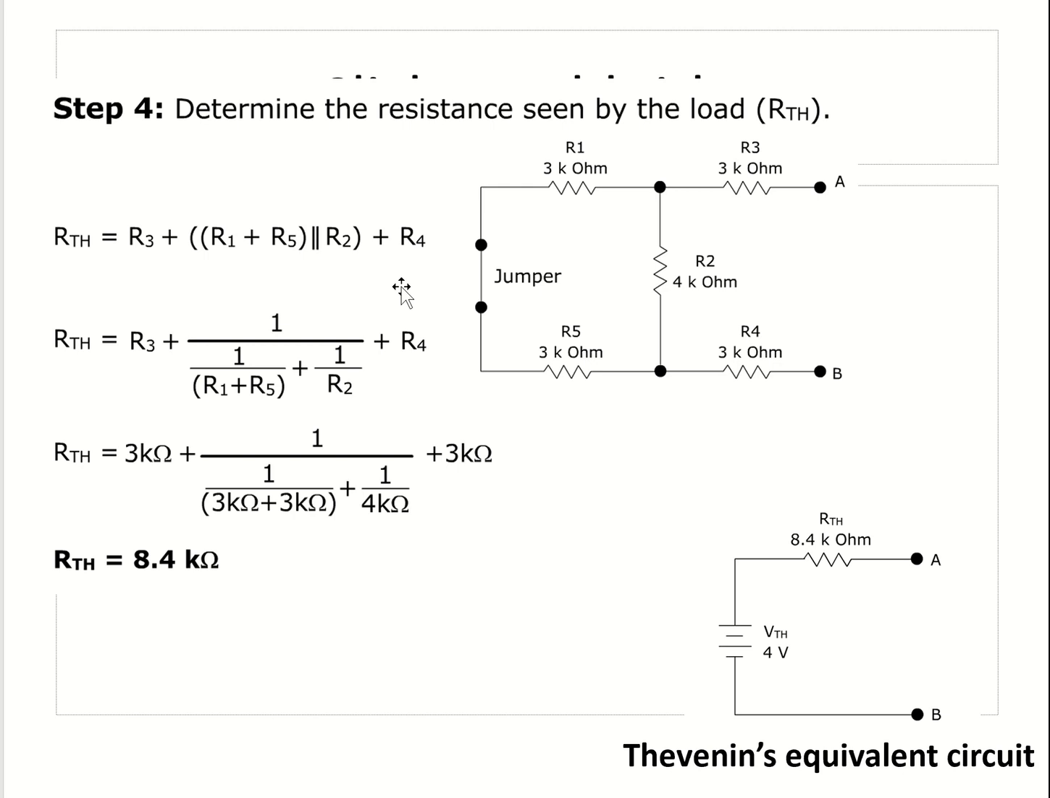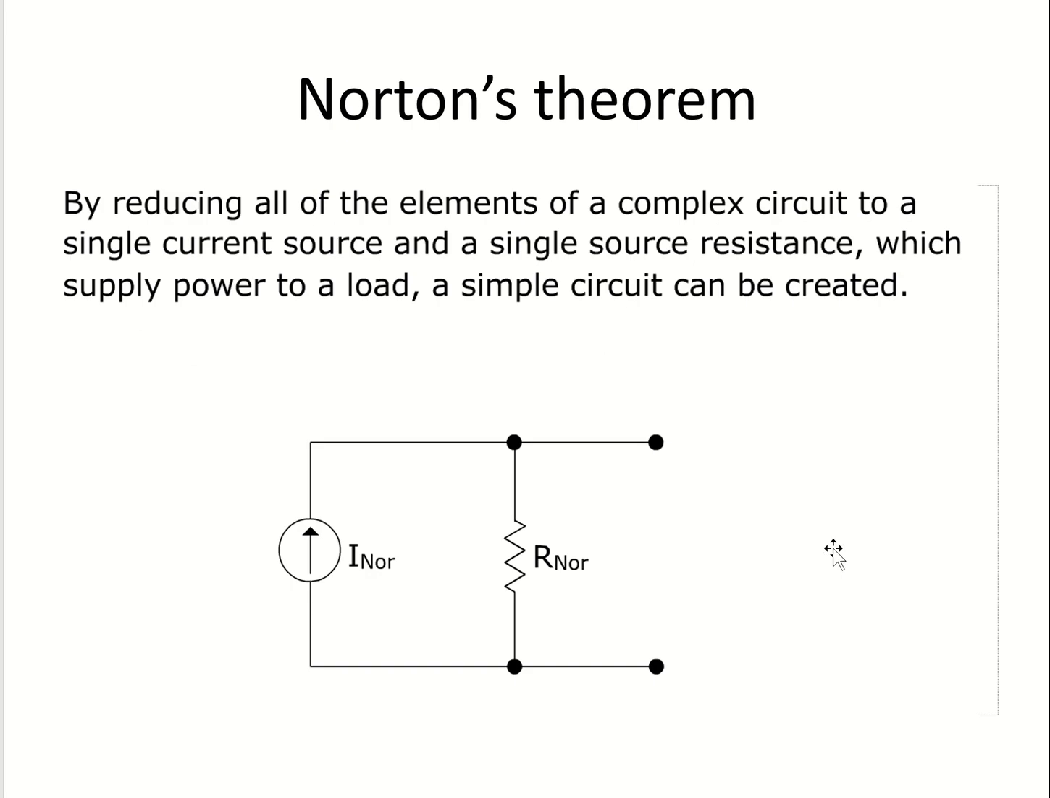Determine the resistance of the load, R Thevenin. We have to determine R Thevenin across AB by simplifying. As we know, it will be given as R3 plus R1 plus R5, which is parallel to R2 plus R4, if we start from the right. After simplifying this, we will get 8.4 kilo ohms, and then we will get a Thevenin equivalent circuit, which has a single voltage source and a resistance connected in series with the load, as I explained above.